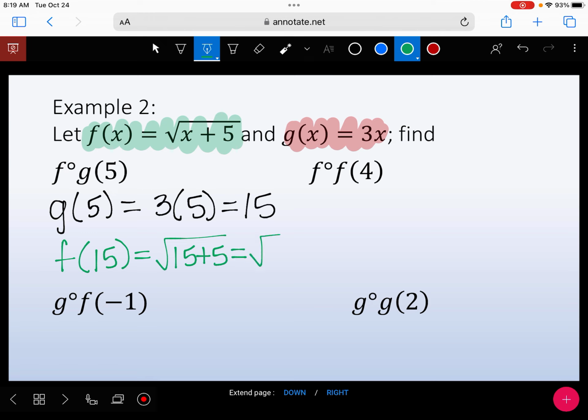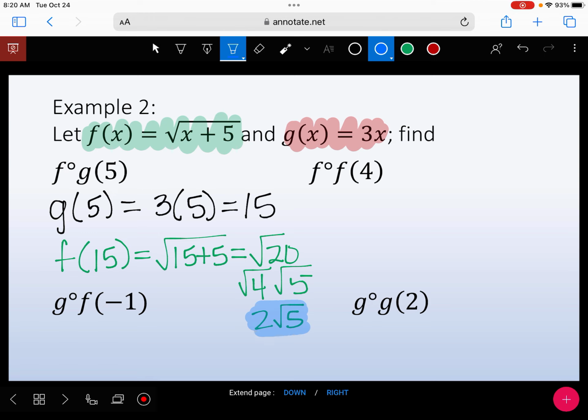So we have a square root. We always simplify a square root if we can. Can we simplify 20? Is there a perfect square that goes into 20? No. 4, yep. 4 times 5 is 20. So your final answer would be 2 root 5. And that is how I expect you to, anytime you have a square root, see if you can simplify it.